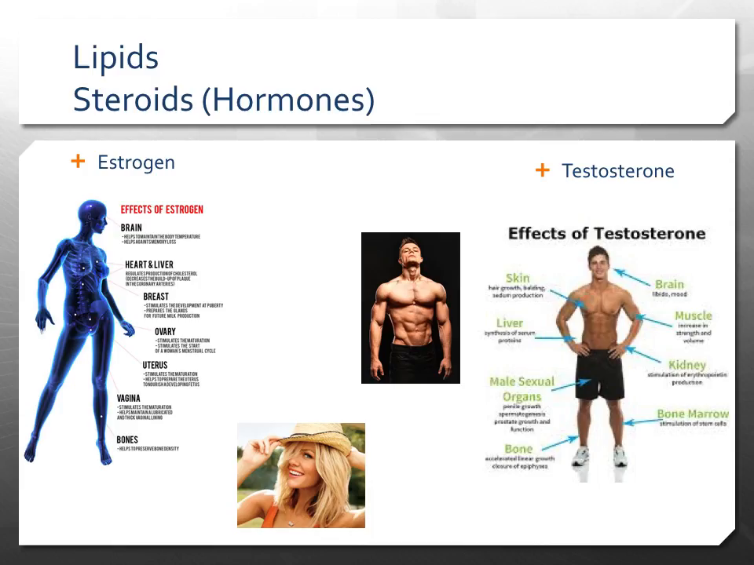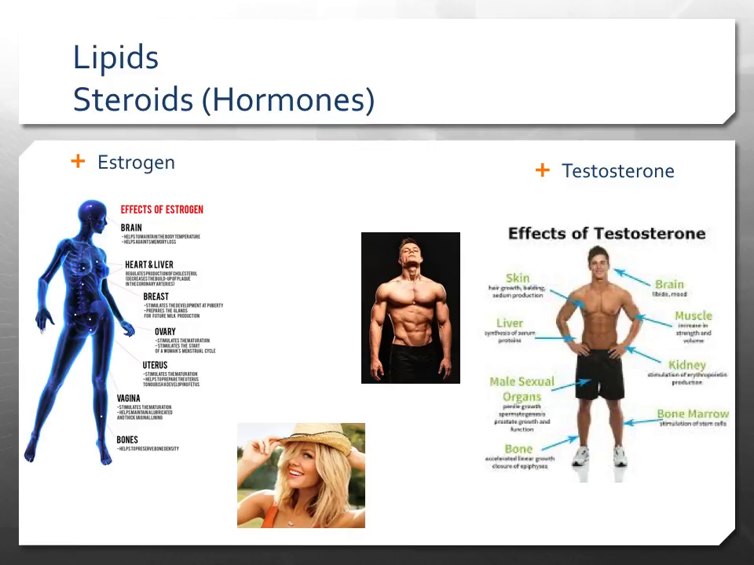Another way our body uses lipids is to make hormones. So actually, hormones are made of fats. That's why they have a lasting effect on our body. The two main hormones that determine your gender are estrogen and testosterone. Estrogen is the female hormone. Okay, it's what makes girls girls and what gives them their womanly appearance.